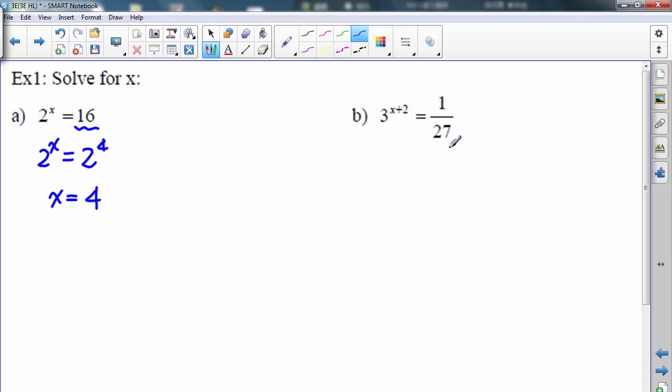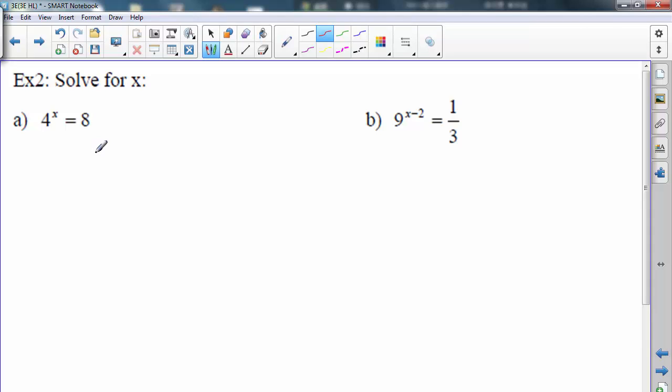The same idea in this one. 1 over 27. Think about this one as a power of base 3. So I need to change this one to a power of 3 as well. So 1 over 27 is 3 to the power of negative 3. And keep the left side. So right now these 2 powers are equal. I can ignore the base. The exponents must be equal. So x equals negative 5.